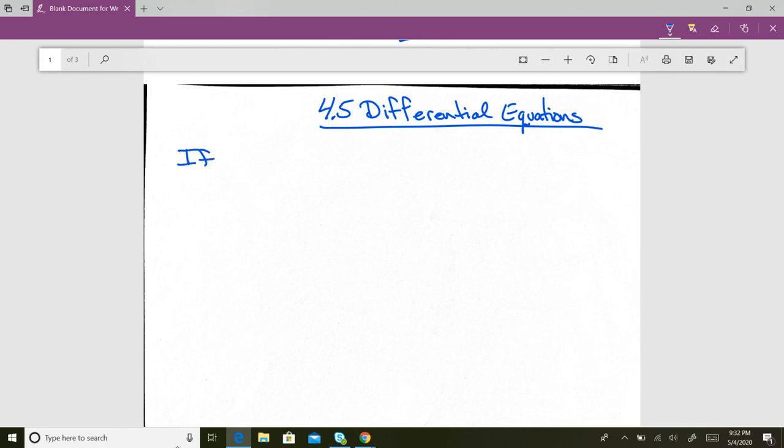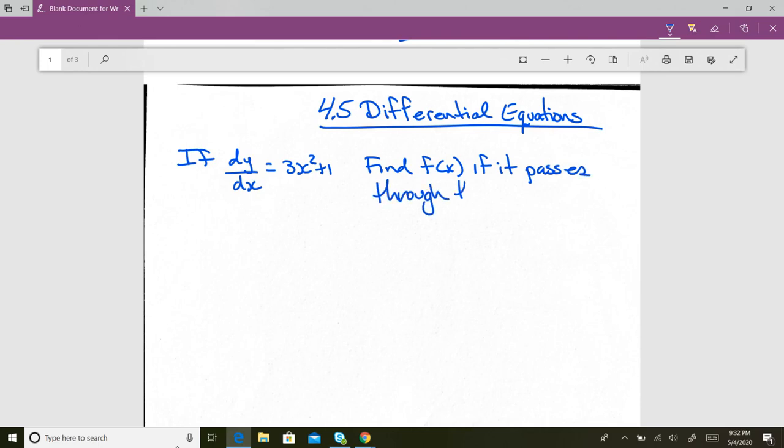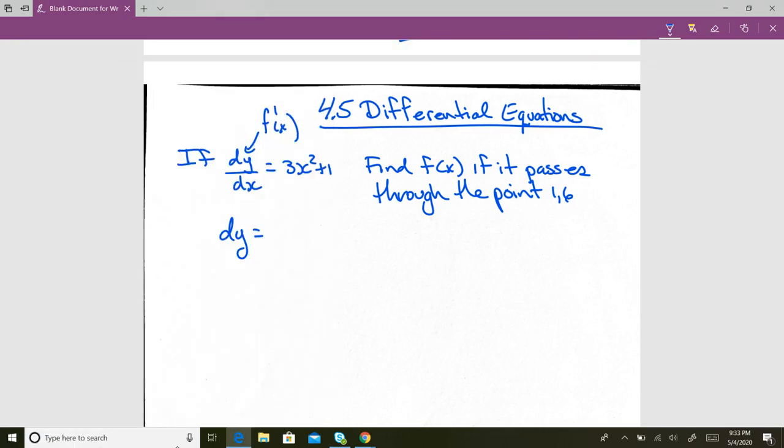So if I give you the derivative, so if I say dy dx is equal to 3x squared plus 1, and I say find f of x if it passes through the point 1, 6. So essentially I've given you the derivative of the function, dy dx, f prime. I'm asking you to find f of x, and I give you the point that it passes through. So, well, dy dx, what I can do is I can multiply the dx up to the other side, like that, and then I can integrate these.